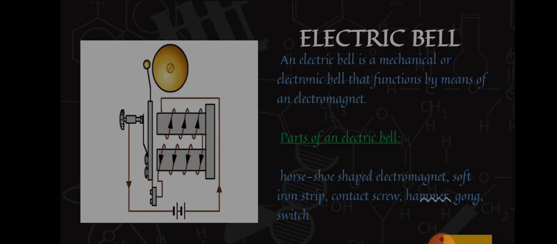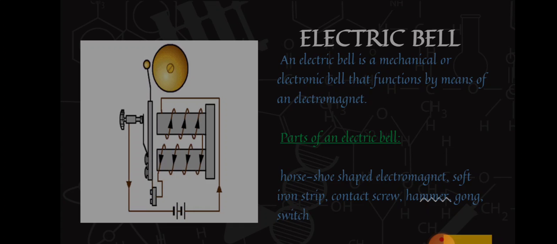So what is an electric bell? An electric bell is a mechanical or electronic bell that functions by means of an electromagnet. Mechanical means as you see in the diagram. Electronic is a digital way, in which this kind of system is not present. So an electric bell is a device which works on the principle of the electromagnet, or we can say the magnetic effect of an electric current.